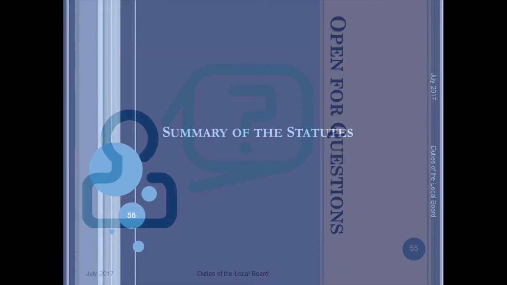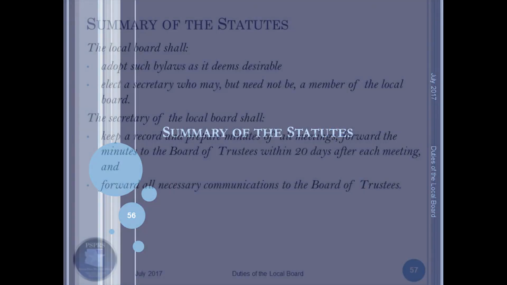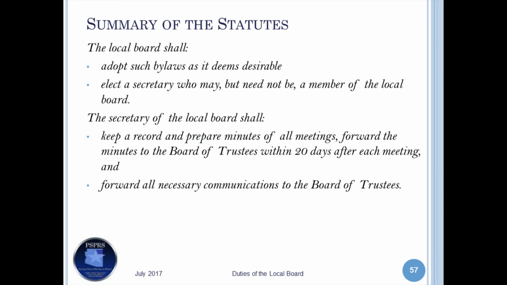All right, what we'd like to do then is talk a little bit about the summary of statutes and get into some new things that are applicable to the local boards. The summary of statute says the local board shall adopt the bylaws. Where are the bylaws? They're in the model uniform rules. Everybody knows where that's at? You should be able to find those now. Elect a secretary, who may or may not be a member of the local board. Usually we recommend it's not, if that's possible.